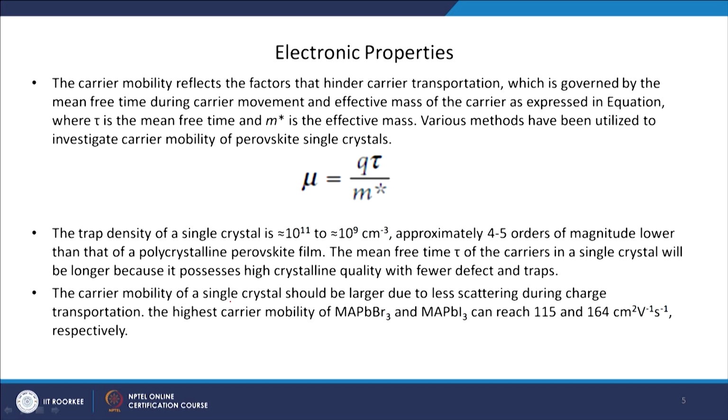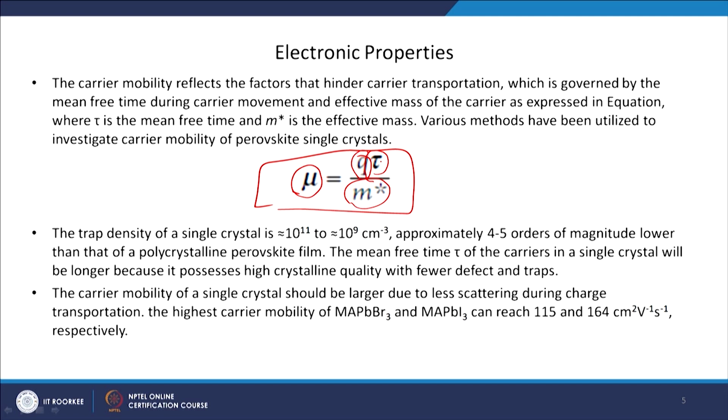Now, the mobility of a perovskite single crystal is given by these equations, where the term mu stands for the charge carrier mobility, q is the charge, tau is the lifetime or mean free time, and m star is the effective mass. So, basically the mobility is inversely proportional to the effective mass and proportional to the mean free time tau. Various methods can be adapted to measure the mobility of the perovskite single crystal.